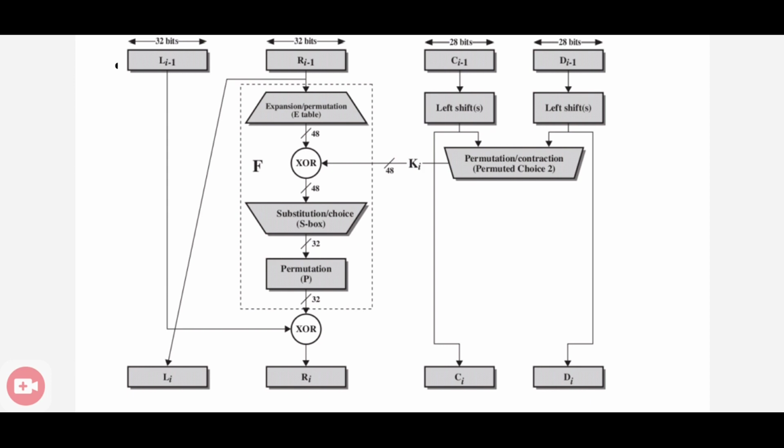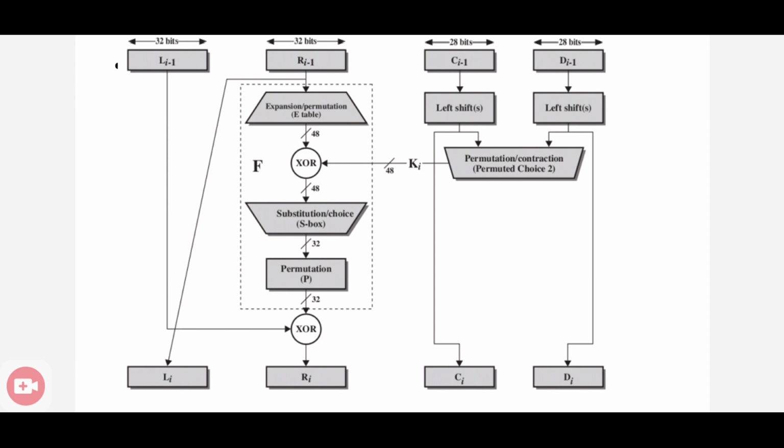That is why the input of the substitution choice is 48-bit, but we are getting output as 32-bit. Why? 8 S-boxes are there. Each S-box has 6 inputs, but the output is 4. That is why it takes a 48-bit input, but the output is 32-bit. After we get a 32-bit output, we again perform some permutation. So this substitution and permutation is actually the SP network, that is the Shannon network.